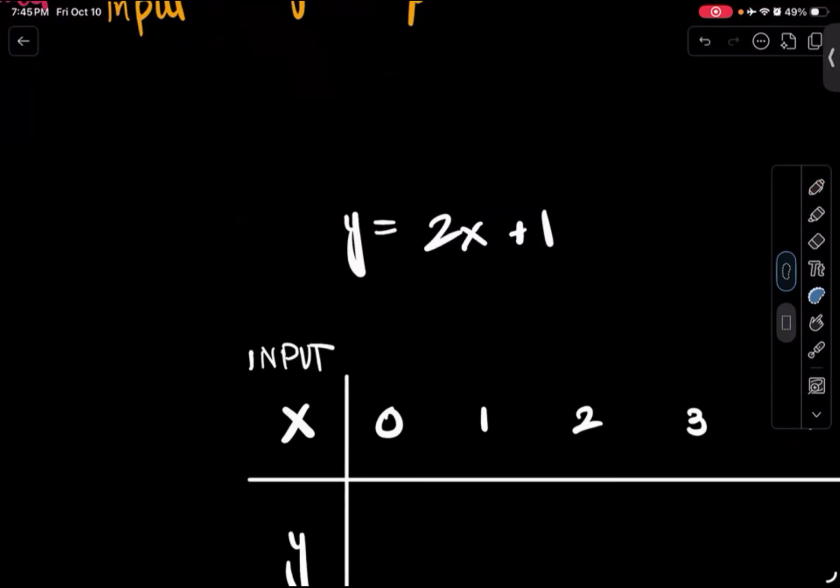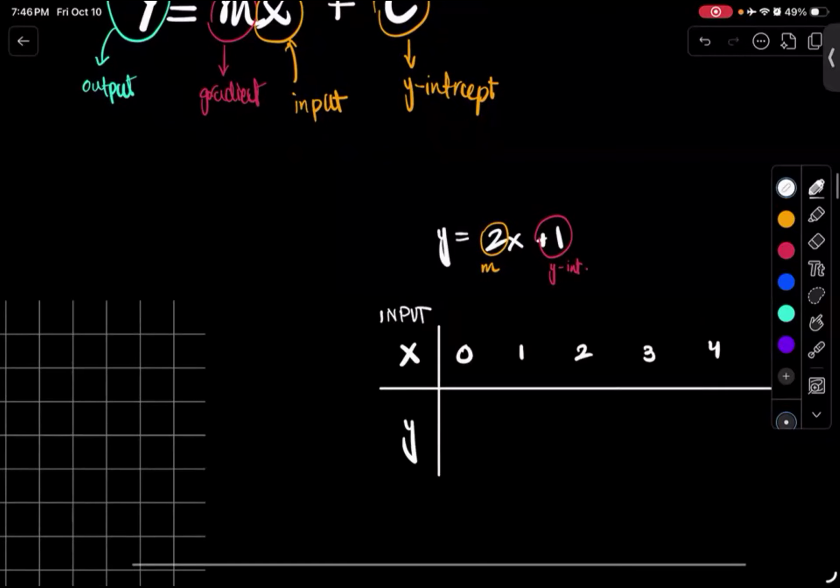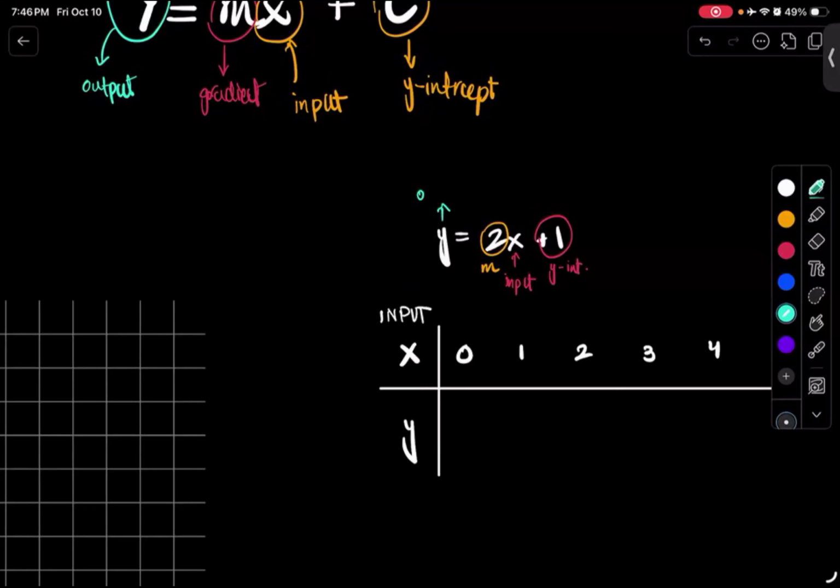Now, I can already break this equation into parts. This 2 is the gradient. Why? Because it's being multiplied by x. This 1 is my y-intercept. Now, what is the y-intercept? That's basically the point at which you cut the y-axis, and then x is basically my input variable. That means I can keep on changing x however I want, and it will give a unique output y.